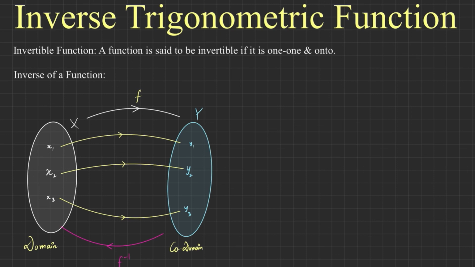Before doing this chapter, we should know what an invertible function is. If there is a function which is 1-1 and onto, then that type of function is called invertible, because we can make the inverse of that function.